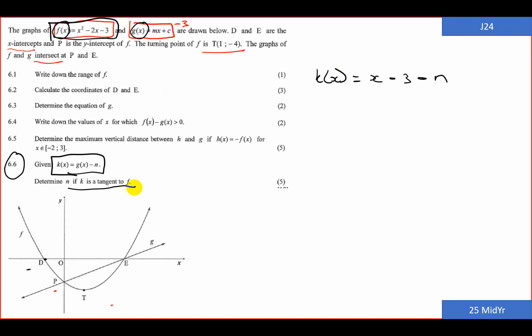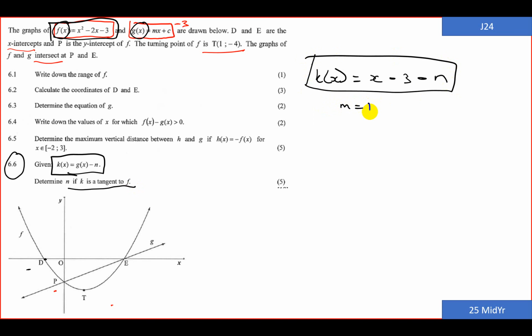So if you actually think about n that we're trying to find in this context, we want to move that line such that we have the straight line touching this parabola only once. So if we look at the question, what do we know? Okay, remember n is a constant here. So we know that the gradient of k of x is actually equal to 1.